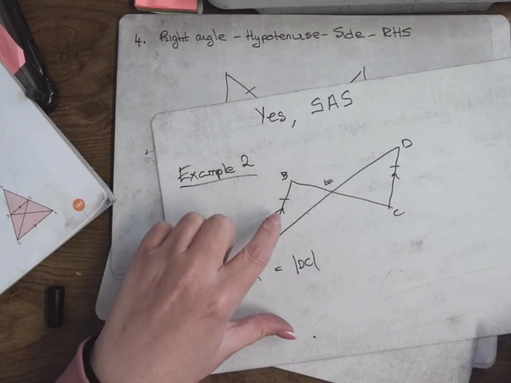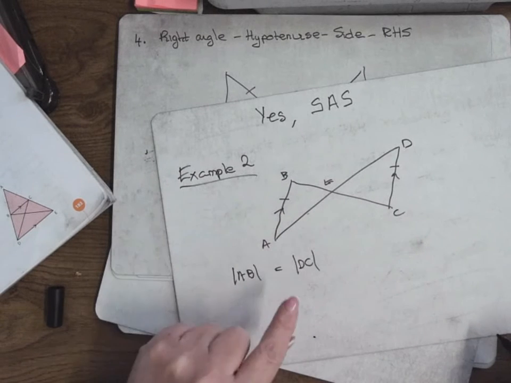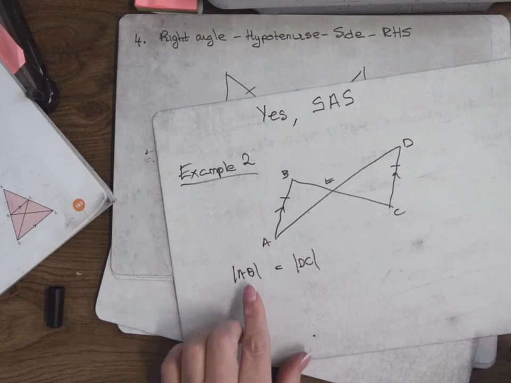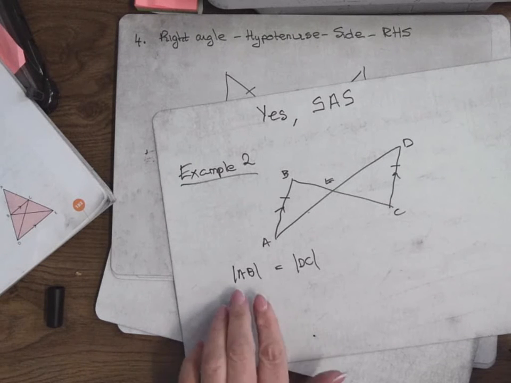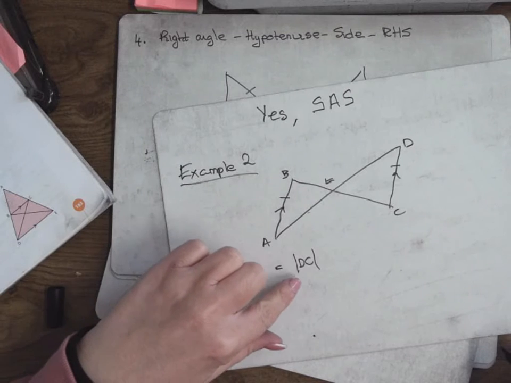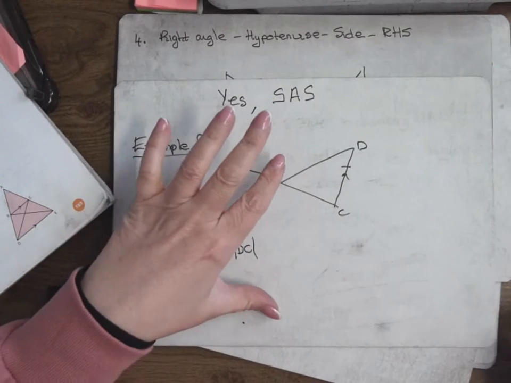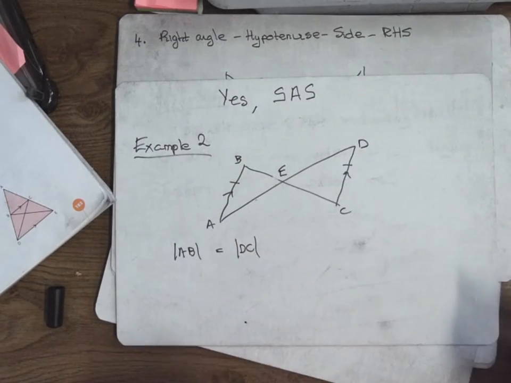So they're telling me that AB is parallel to DC, but it also measures the same length. Right, that's what the straight lines either side of the letters mean. So the length of A to B is equal to the length of D to C. Yes? And what's in between B and C here? E. Sorry, I just get excited. I start writing funny.